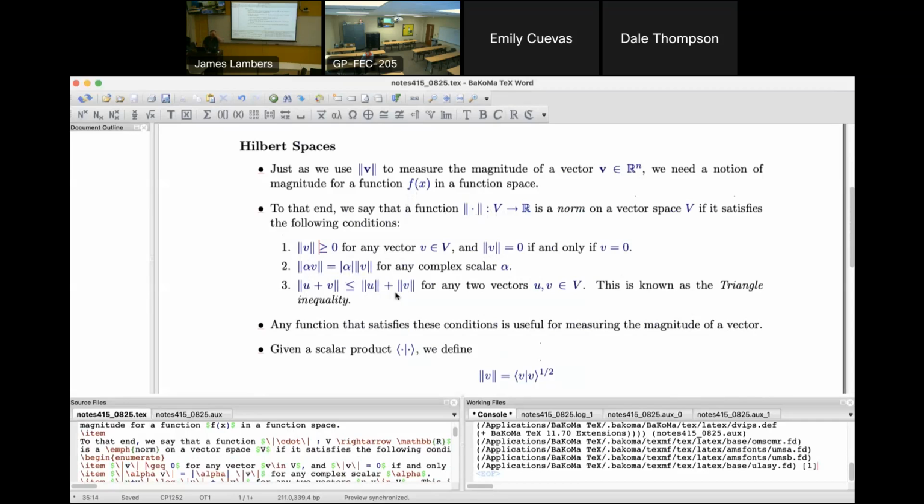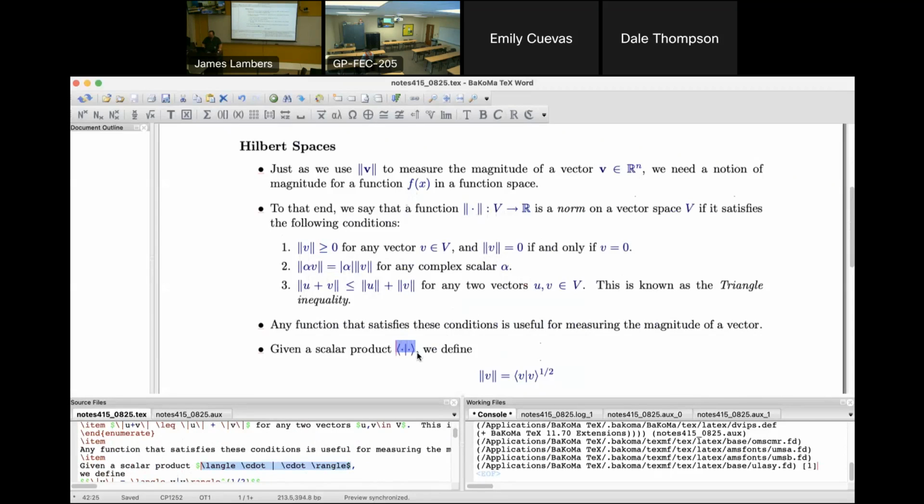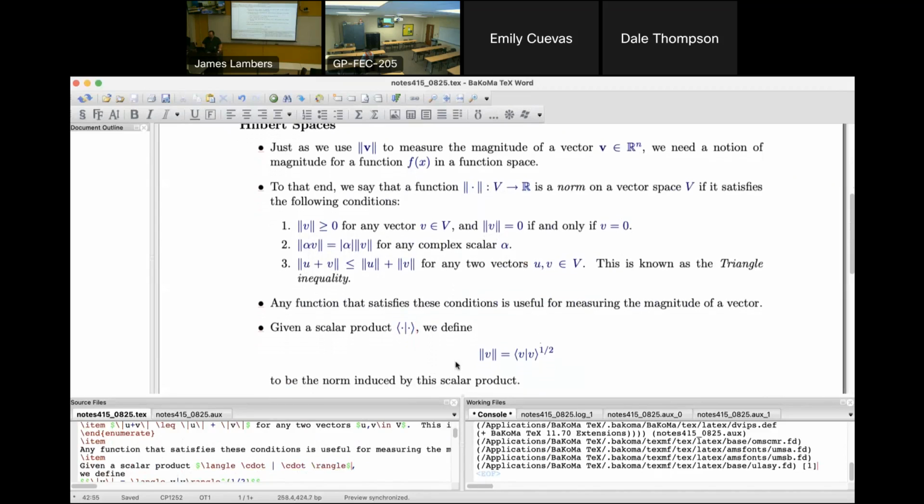So any function that you can conceive of that satisfies all three of these properties for a given vector space, that is a norm on that space. But it would be nice to have a specific norm that we'll make use of. And you can define the norm in terms of a scalar product. So this is the norm that's induced by the scalar product. You take the scalar product of the vector v with itself, and then take the square root of that.